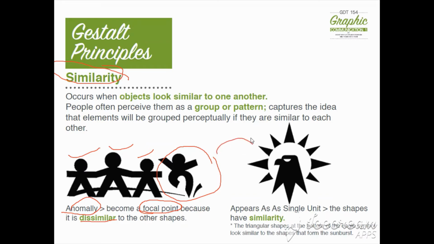Okay, contoh yang ini pula. Appear as a single unit, the shapes have similarity. So yang ini sebagai shapes yang dia susun atur, dan dia indirectly the triangular shape at the bottom of the eagle symbol looks similar to the shapes that form the sunburst. So ini adalah sunburst, matahari, dan di tengah-tengah itu dia letak eagle. Kemudian eagle punya feather yang dekat leher tu dia jadikan sebagai satu ikon yang similar dengan sunburst di sekeliling ini. So this is what we call a similarity principle in Gestalt Principle.